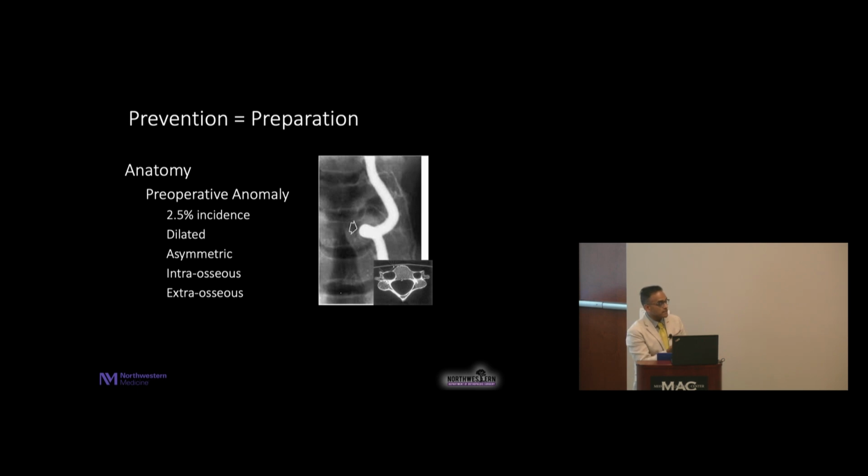But you'll see examples throughout the literature demonstrating variances in vertebral artery anatomy in the subaxial spine. It's probably even more variable in the upper cervical spine. But somewhere around 3% of folks will have an anomalous vertebral artery. You'll see examples of dilated vertebral arteries, asymmetric, intraosseous, extraosseous, intradiscal. You can find, if it can happen, it's probably been reported.